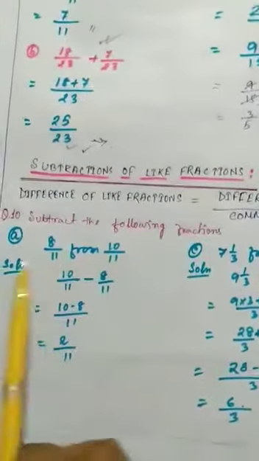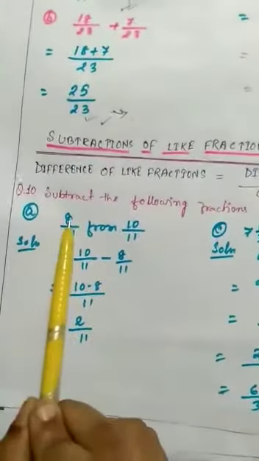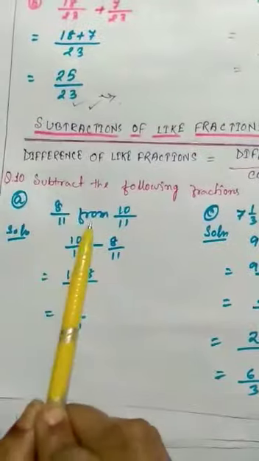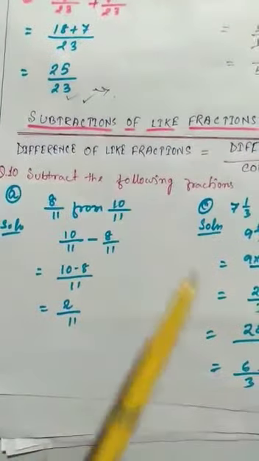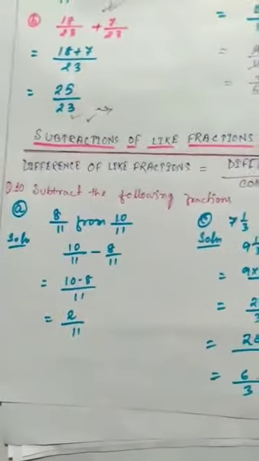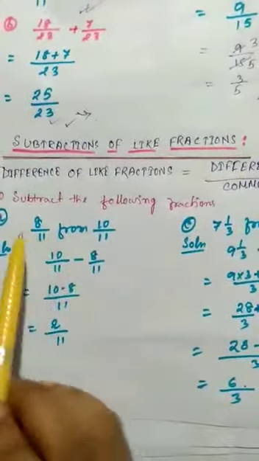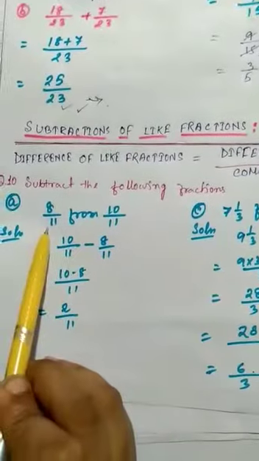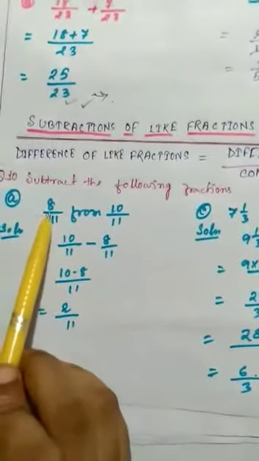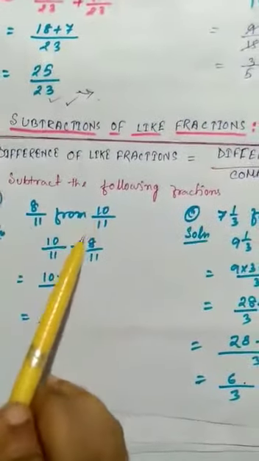Okay children, here question number A is 8 divided by 11 from 10 divided by 11. So how can you do it, students? Which is the larger one? 10 divided by 11. So we have to subtract 8 divided by 11 from 10 by 11.